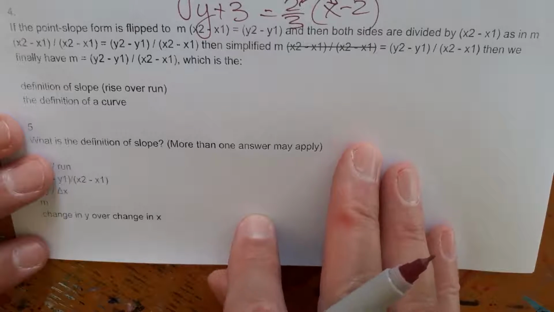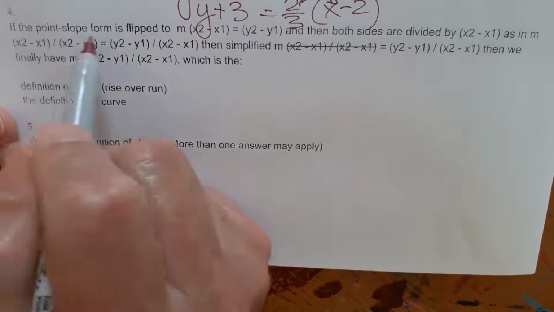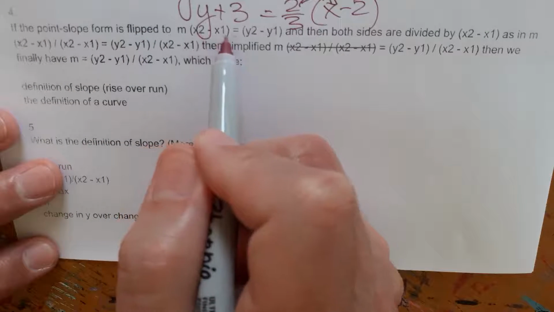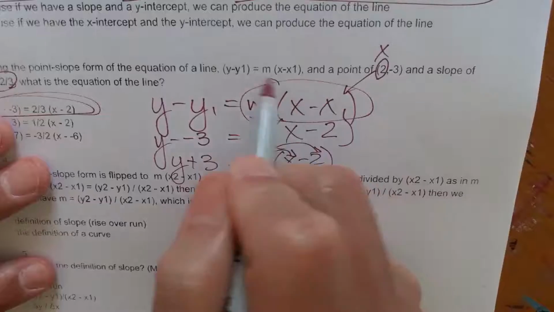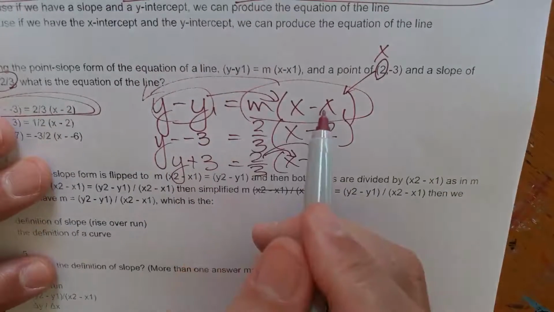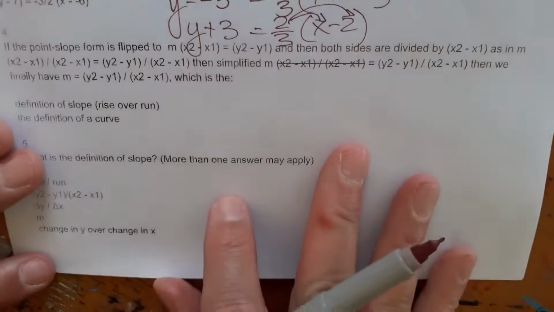One of the biggest challenges is just getting to the point where you can start, right? So this looks a little complicated. If the point slope formula is flipped, so you have m times x2 minus x1 equals y2 minus y1. So what's happened? This side has been flipped over here, and this side has been flipped, and so it's m times x minus x1 on the left and y minus y1 on the right.